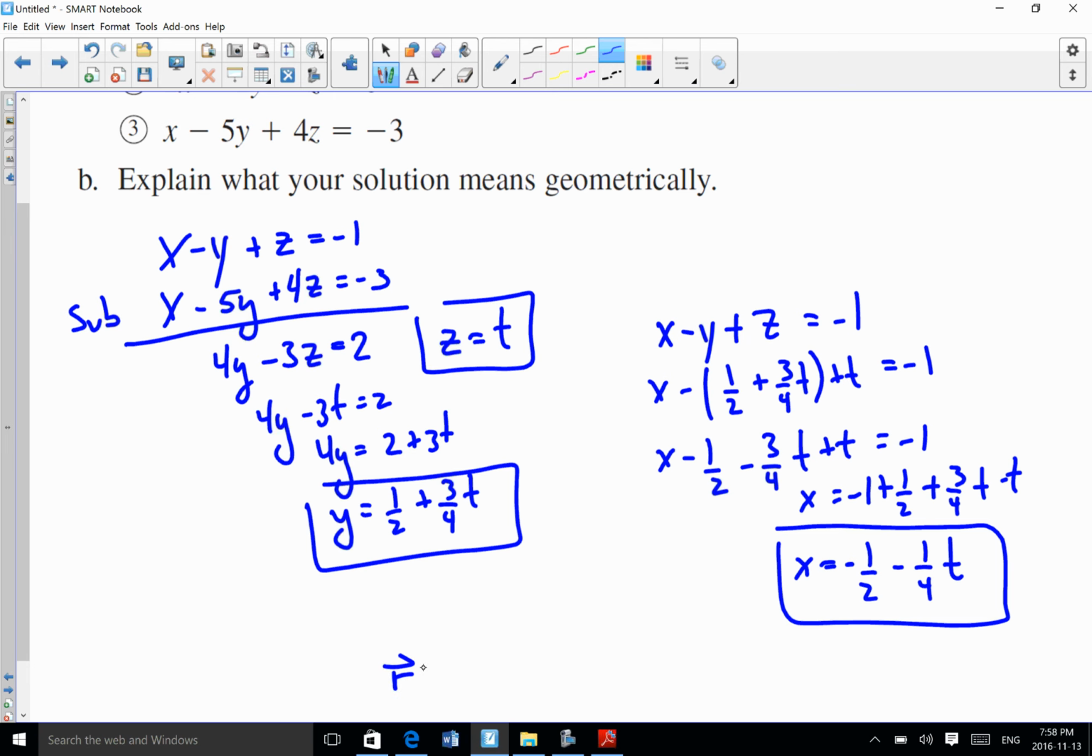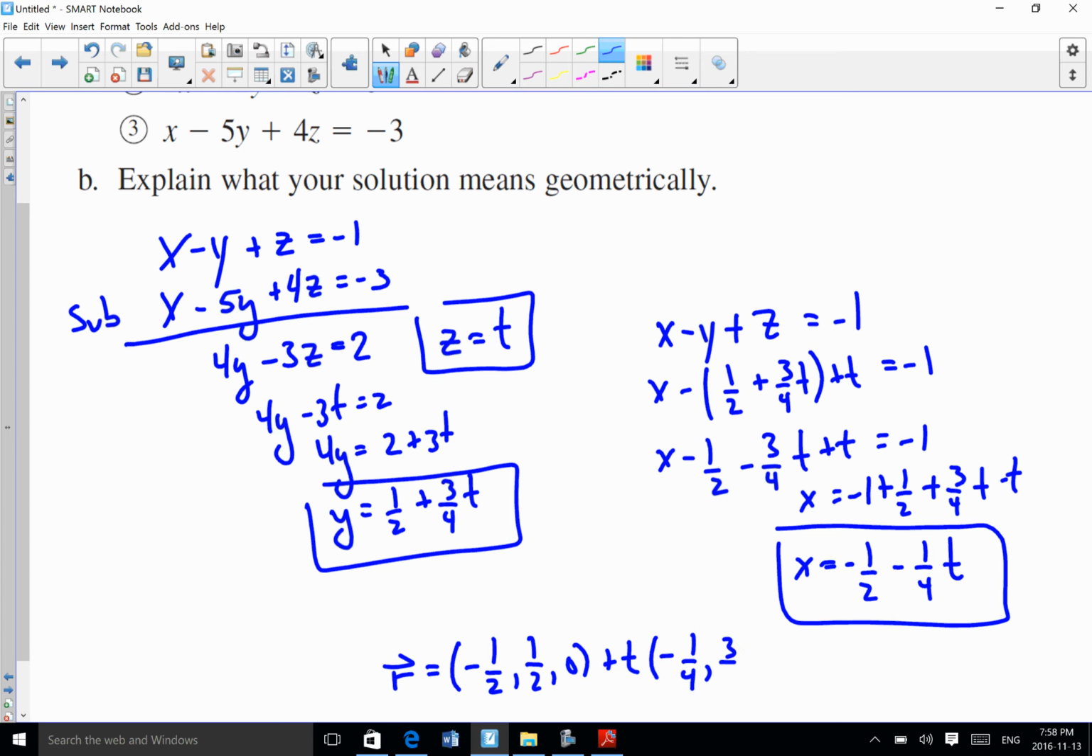And if we wanted to, we could always go back to our vector form. The point is (-1/2, 1/2, 0). And our direction would be (-1/4, 3/4, 1). Or if you wanted to, you can make it into a scalar multiple, right? Times it all by 4: (-1, 3, 4).